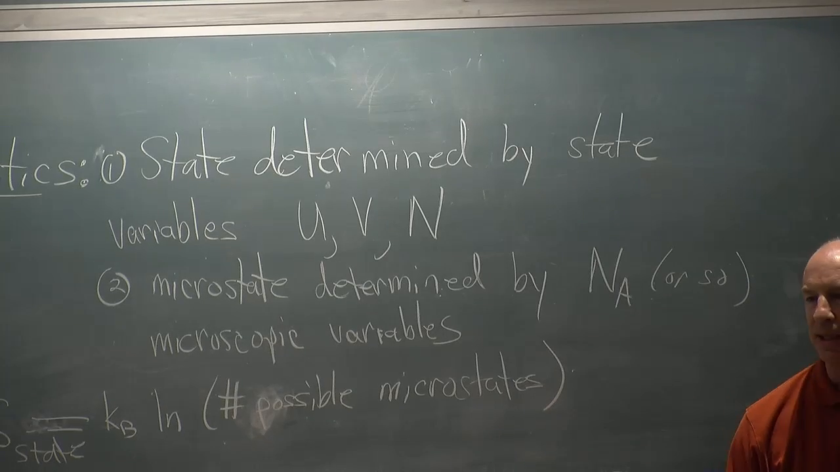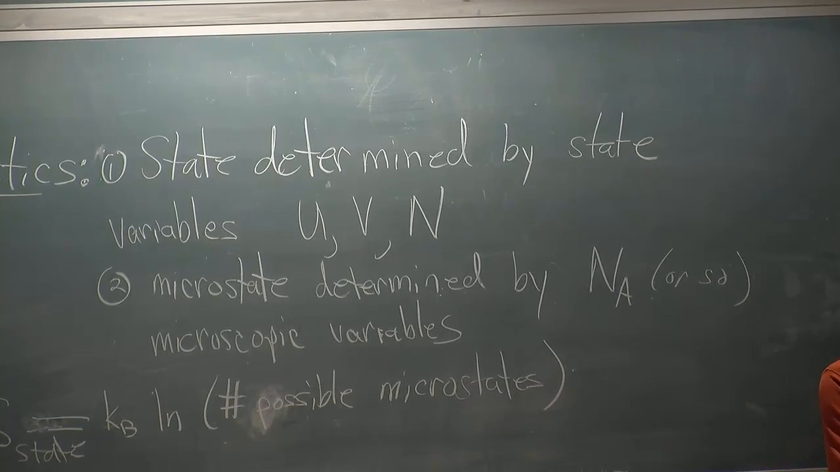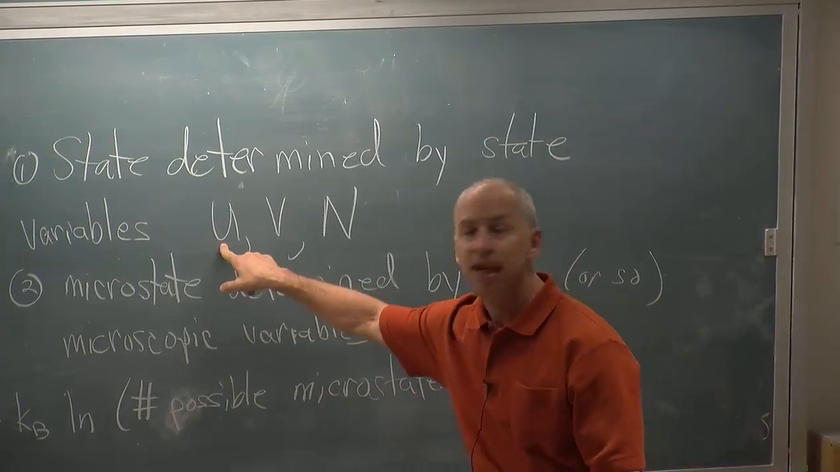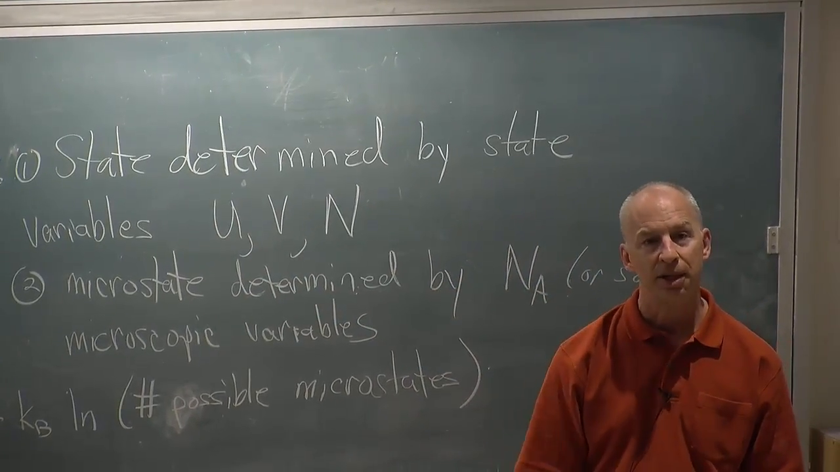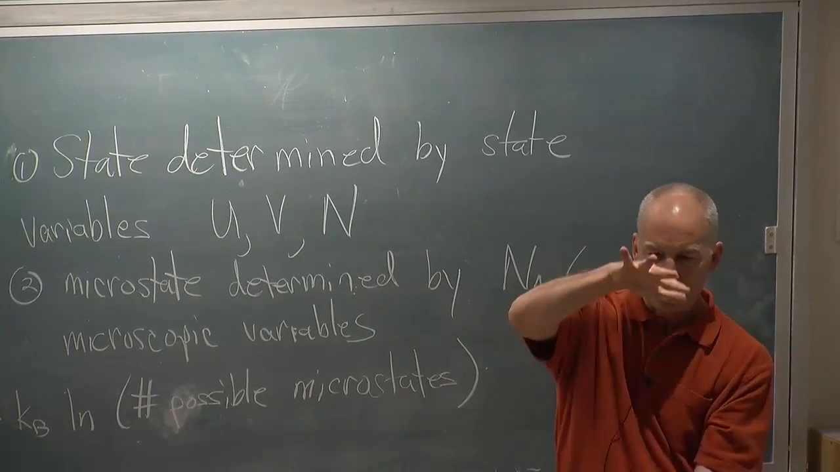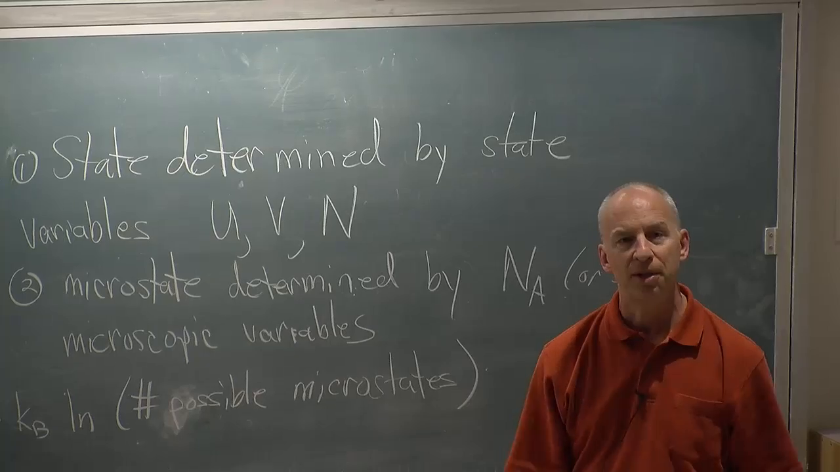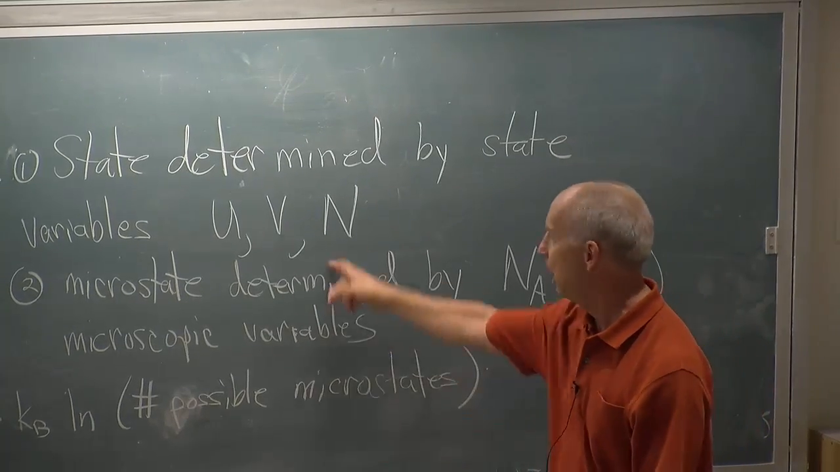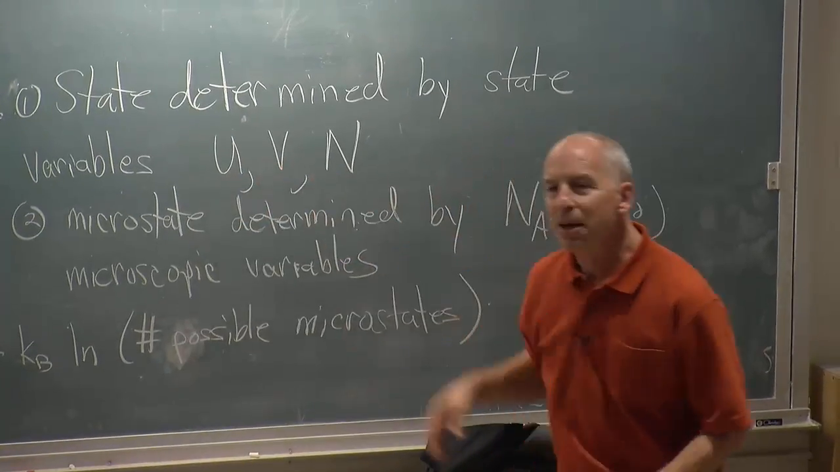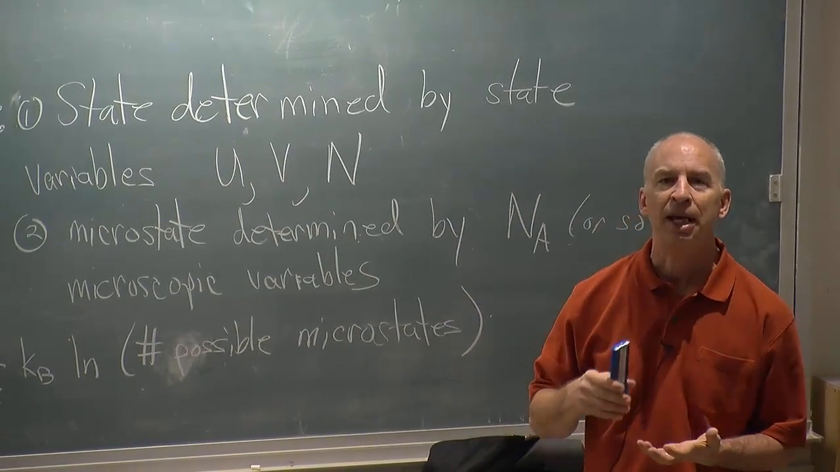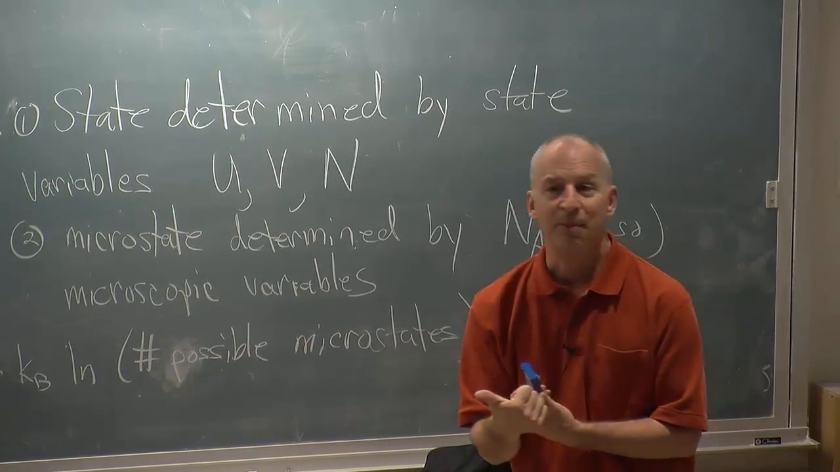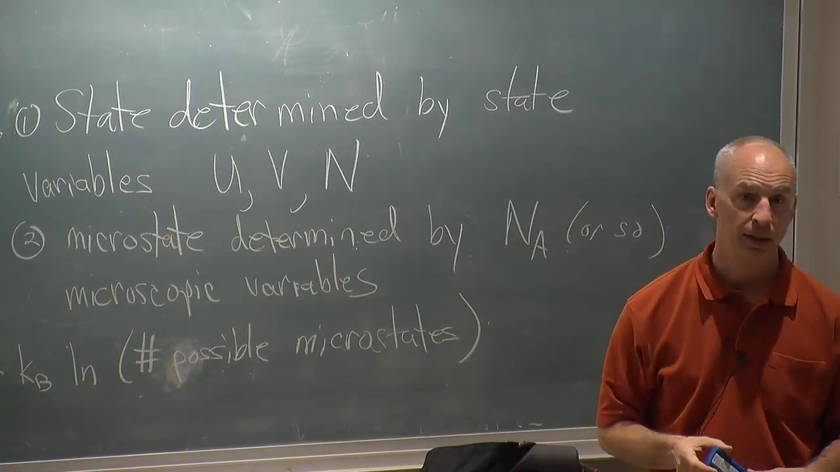The total energy doesn't tell you what any one atom is doing. It just says we add up all the energies of all the atoms and we get that. That's the total energy of the state. The volume, that's just the space occupied by those atoms. N is the number of atoms. These are macroscopic variables. They don't tell you what any one atom is doing. So, conversely to macrostate, microstate.